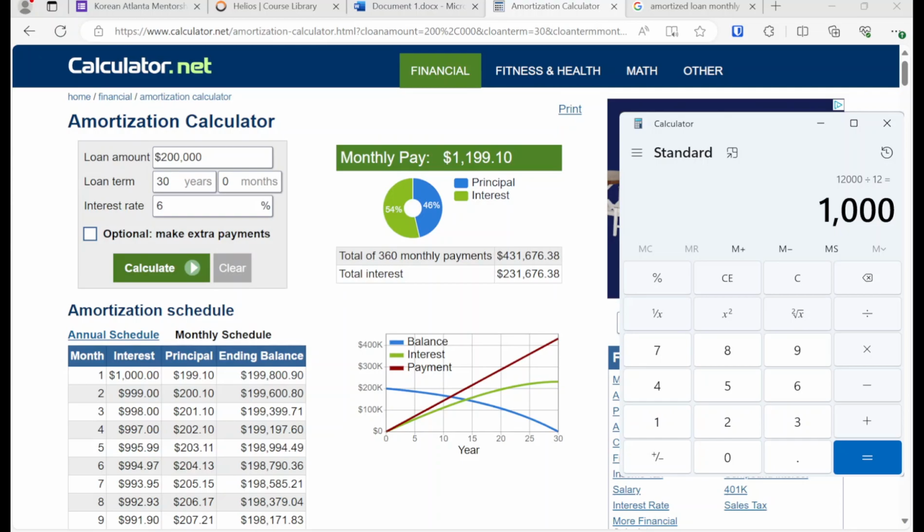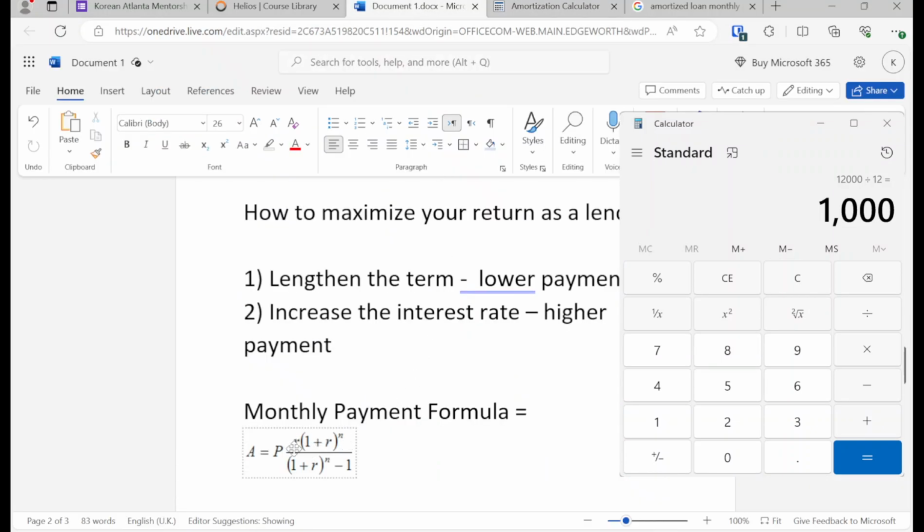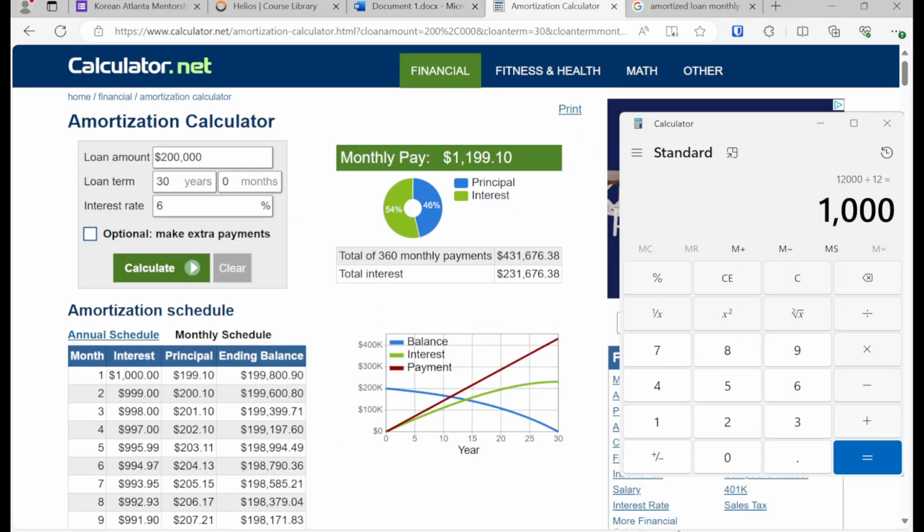This 1,000 on the right is what we have right here, right? So that's how you calculate. It's very simple. And the way that you know how much principal is chipped is that you get this monthly payment. So if you plug it in your formula right here, you're gonna get 1,000.